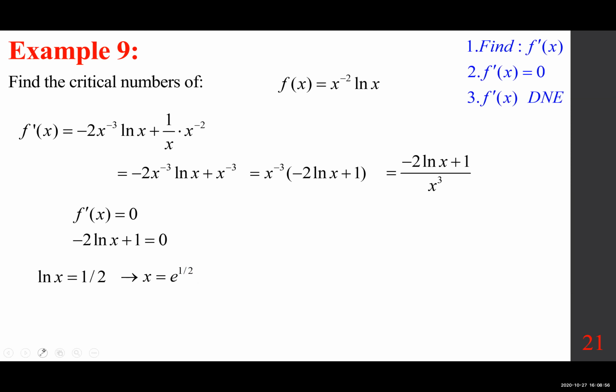E to the power of 1/2, leave it like that. It's the same as square root of e, okay? And the denominator equal to 0, x becomes 0, okay? F prime doesn't exist, the denominator equal to 0. However, we can't accept that.